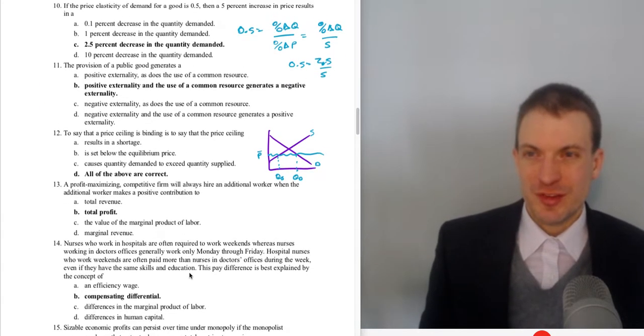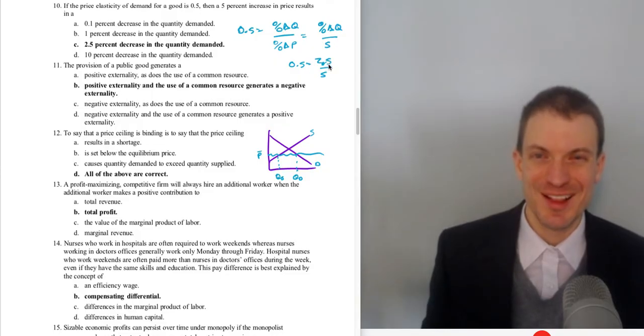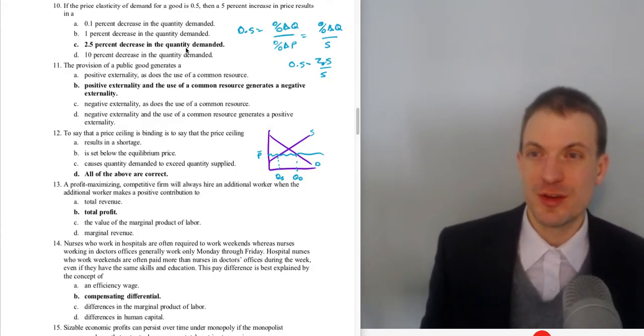If the price elasticity of demand for a good is 0.5, and a 5% increase in price results in, okay, so elasticity is 0.5, percentage change in quantity divided by percentage change in price tells us 0.5 is equal to percentage change in quantity divided by 5, or let's see, 2.5 divided by 5 gives us elasticity of 0.5. So sorry for mixing decimals with fractions, but that gives us the elasticity of 0.5, or you could solve algebraically. So 2.5% decrease in quantity demanded.